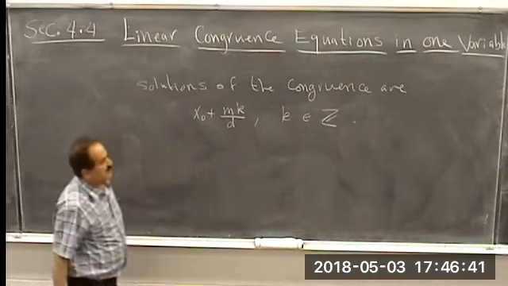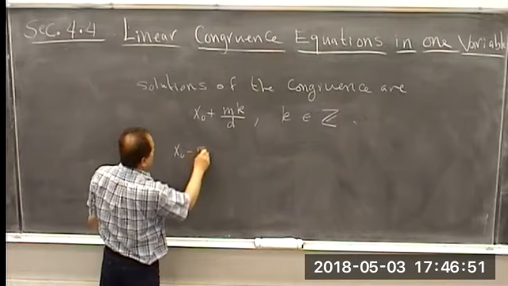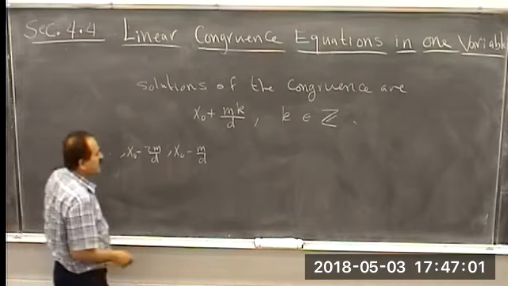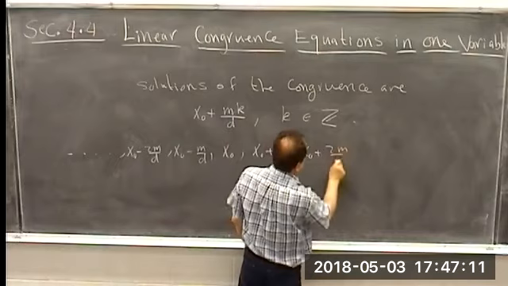So if you pick k equal negative 1, you get x sub 0 minus m over d. If you pick negative 2, it's going to be minus 2m over d, and so on. And when k is equal to 0, it's going to be just x sub 0, then x sub 0 plus m over d, then x sub 0 plus 2m over d, and so on. So there are infinitely many integers k, and all of these are solutions.